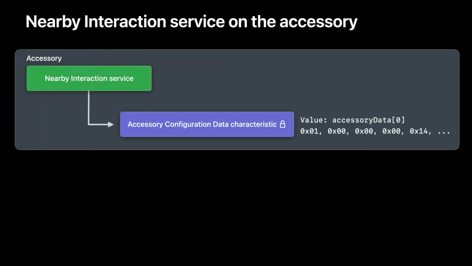In order for your accessory to create a relationship between its Bluetooth identifier and the Ultra Wideband configuration, it must implement the new Nearby Interaction GATT service. The Nearby Interaction service contains a single encrypted characteristic called accessory configuration data. It contains the same UWB configuration data used to initialize the NI nearby accessory configuration object. iOS uses this characteristic to verify the association between your Bluetooth peer identifier and your NI session.